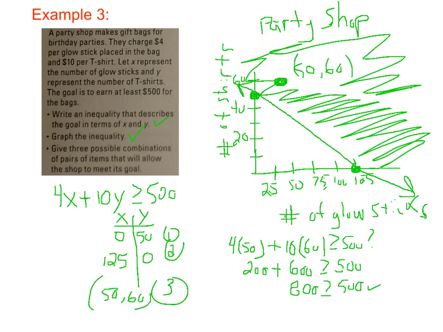Since everything's shaded in here, we could also say, well, 140. So there's 140. That would be another solution. Any point that's in the shaded part would be a solution.